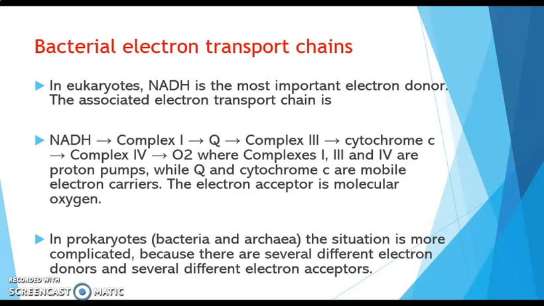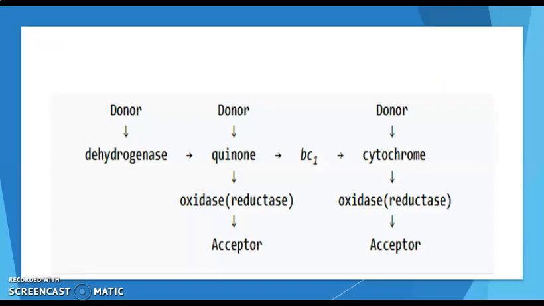In the case of prokaryotes, the situation is more complicated because there are several electron donors and several electron acceptors. There is a donor, dehydrogenase, then quinone, which gives an oxidase, then cytochrome, then an oxidoreductase enzyme, and finally the acceptor.